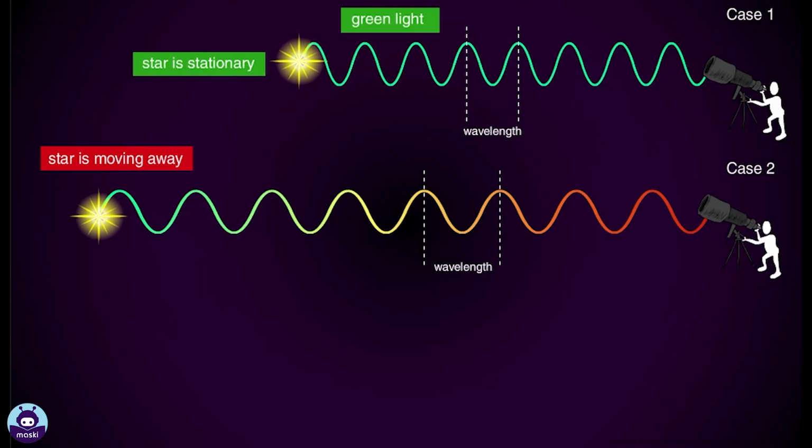Notice the frequency of the light. That is, the number of cycles in the same length of time has reduced. So, the observer on Earth will see a decrease in frequency of the perceived light, and the green light will appear red. This is called red shift.